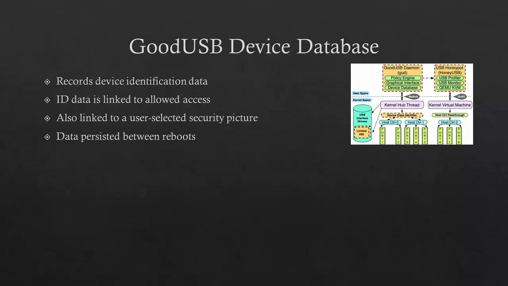The good USB device database records device identification data produced by the kernel component, which we'll discuss later. This hashed identification data is linked to the device driver access approved by the user. For visual identification, the device identification data is also linked to a user-selected security picture. Significantly, the device data is persisted between reboots and is injected into the kernel at boot time via the netlink socket. If needed, the user can clear the device database and start fresh.